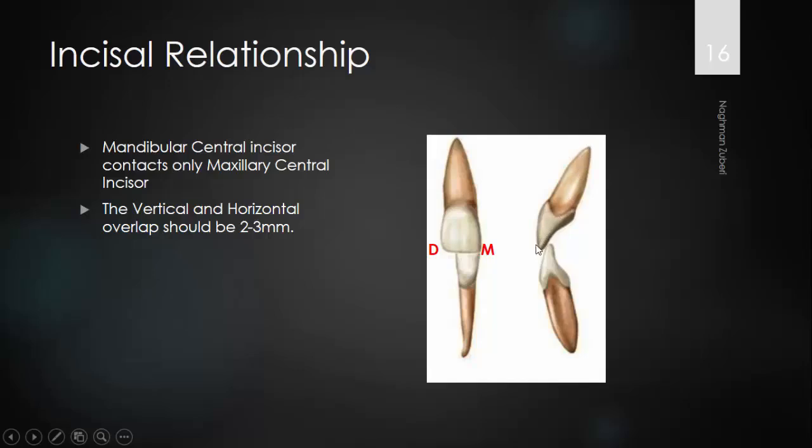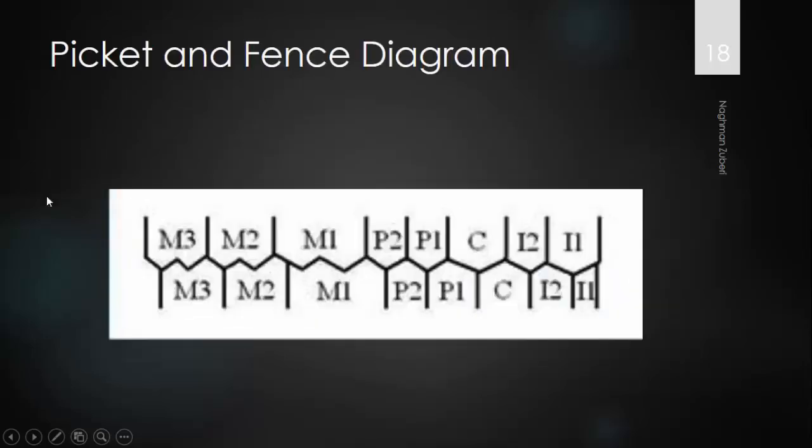If we remember the 6 keys of occlusion which were given by Andrews, one of the keys was about the labiolingual inclination. This is the famous picket and fence diagram. If you remember this picket and fence diagram, then easily you will be remembering each and every single tooth's corresponding relationships, and you will be able to reproduce it whenever you will be asked. So this picket and fence diagram is quite important.